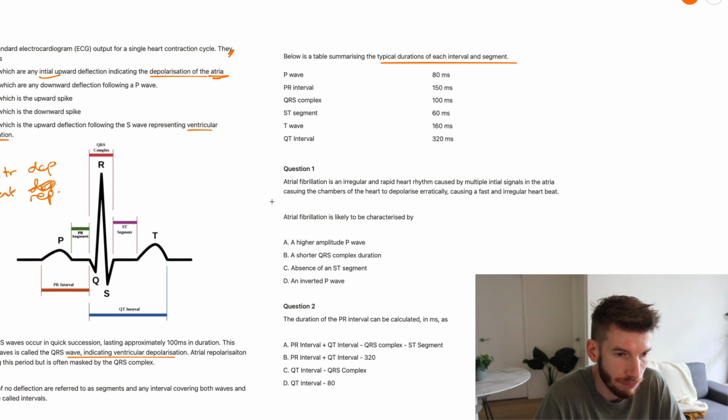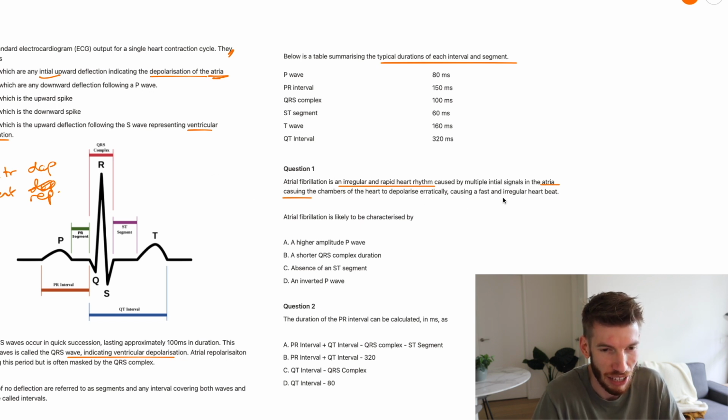So then question 1: atrial fibrillation is an irregular and rapid heart rhythm. So that seems important there. Caused by multiple initial signals in the atria, causing the chambers of the heart to depolarize erratically, causing a fast and irregular heartbeat. AFib is likely to be characterized by.